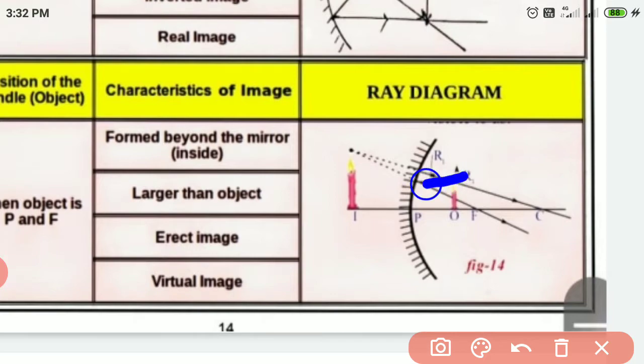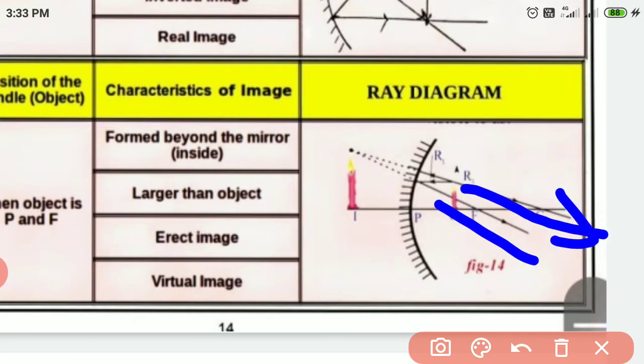A ray parallel to the axis reflects through the focus, right? Next, you cannot take a ray passing through focus because this object has already crossed the focus here. So take the third ray, which passes through the center of curvature, touches the object and touches the mirror. But the two reflected rays, one is this and the other is in the same way through the center of curvature.